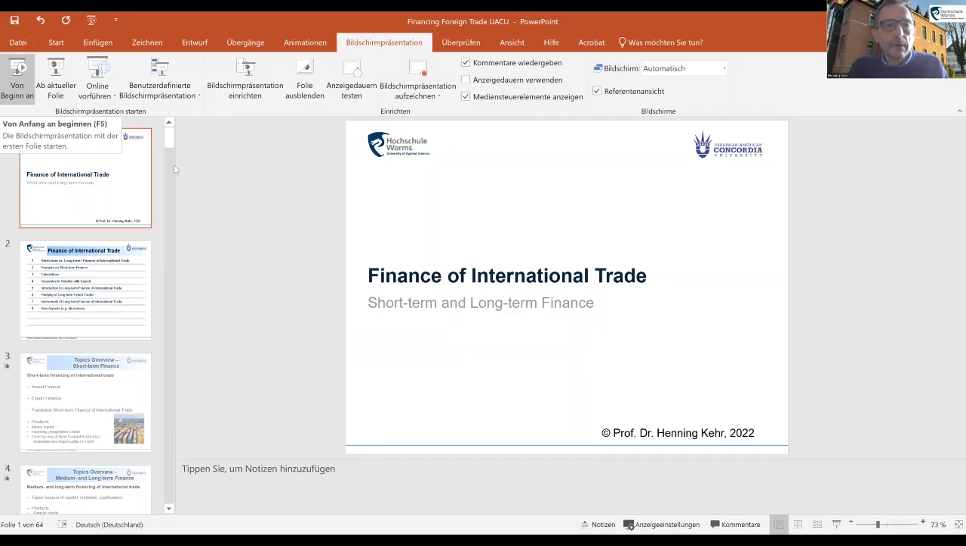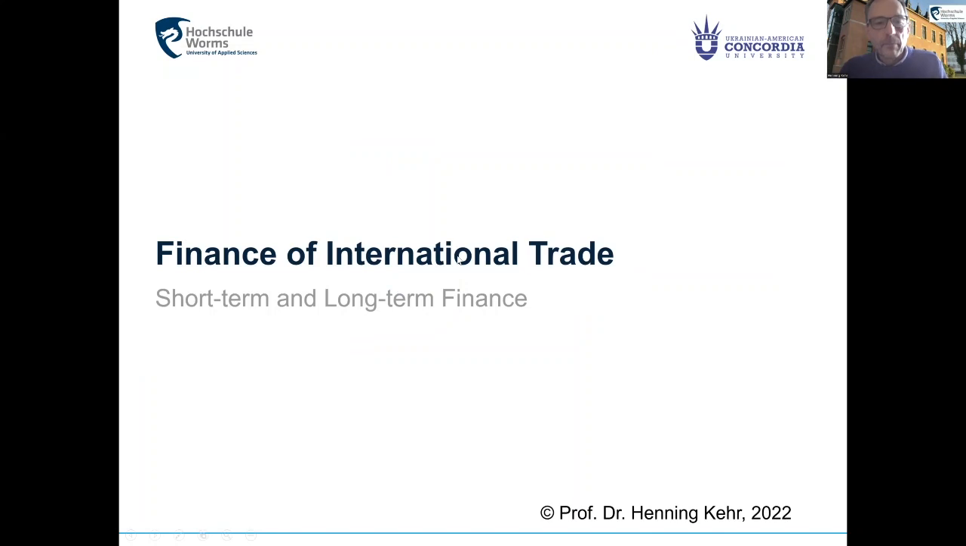So I have to share the screen. So you see here, finance of international trade. And you see here also short and long-term finance. And these are the main different parts because the tools and instruments are so different between these two, short and long-term finance.